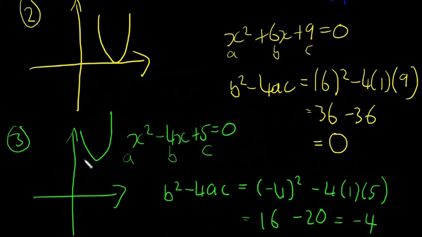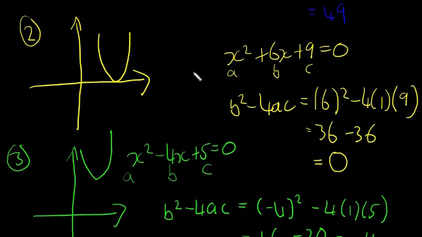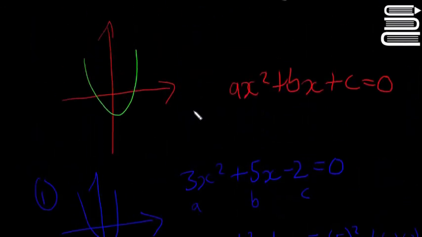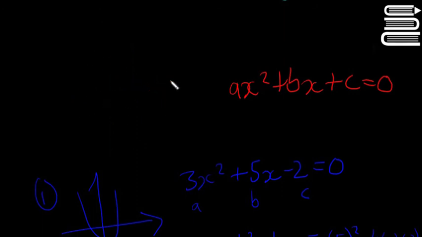You see that? So it's negative if it doesn't touch the x-axis, equal to 0 if it touches the x-axis once, and positive if it touches the x-axis twice. So I'm going to go back up to the top, get rid of this, and we're going to write out those rules. These are the rules you need to remember.